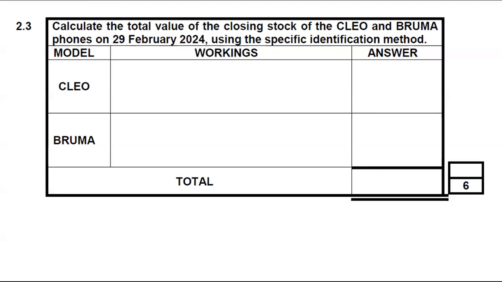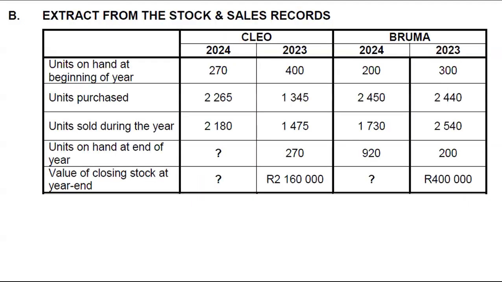Now, where do we start? Well, we have to start here. I see that for Clio 2024, they gave us opening, purchases and the sold. And for Bruma, they also gave us opening, purchases and the sold, and they also gave you the closing. That one was quite easy, which is 920. But you notice that for Clio, the units on hand at the end of the year is a question mark. How do we get units on hand for any, even under manufacturing? How would you get units on hand?